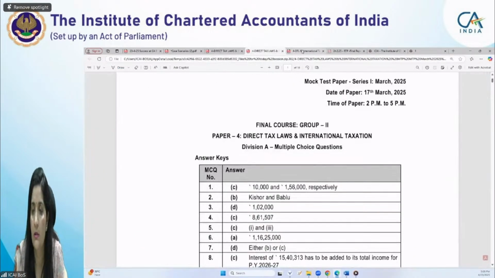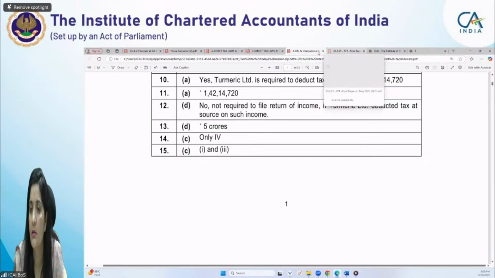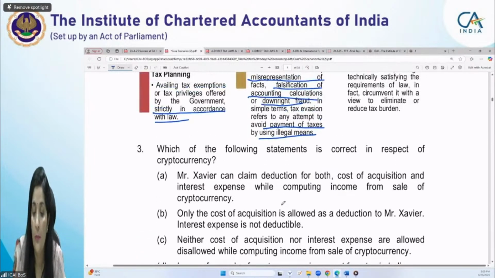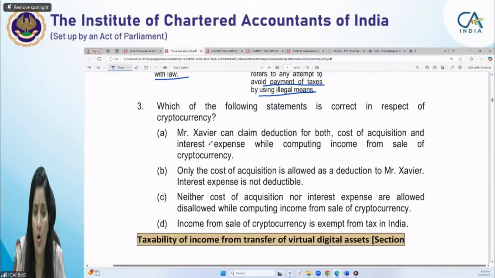यहाँ पे हम देख लेते हैं, यहाँ पे अपनी फाइल्स कुछ खुली हुई हैं. It's not opened, I think. We have to move up. Okay, so Xavier has entered into some transaction of cryptocurrencies and he has earned some income. What information is given? Let's read all these statements because you have to just choose the correct statement, right?